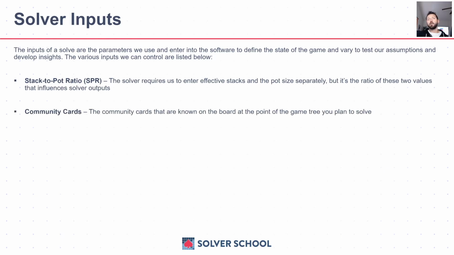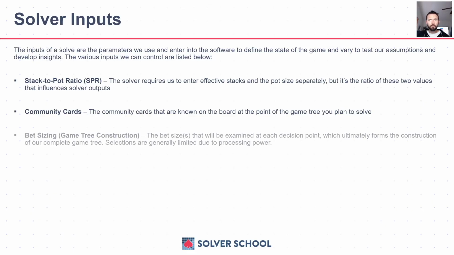The second thing the solver is going to require us to enter are community cards. Now, whether we're starting with the flop, the turn, the river, we need to enter those community cards that are known on the board at the point of the game tree that we plan to solve. It's somewhat less relevant if we're looking at pre-flop solves, which we'll talk about at some point later. But even then, we do have to enter some type of board conditions that we plan to examine.